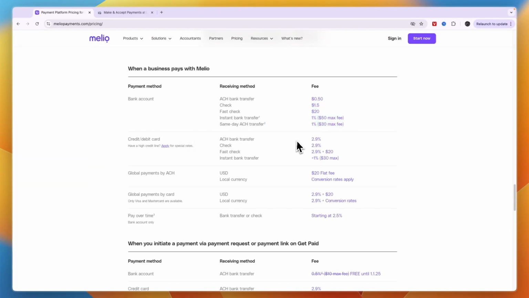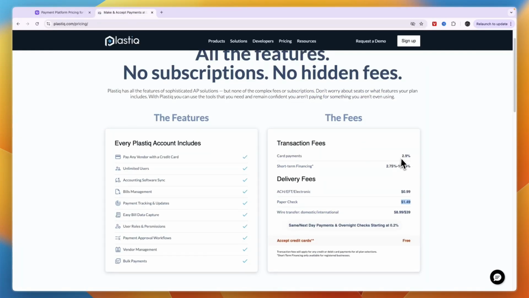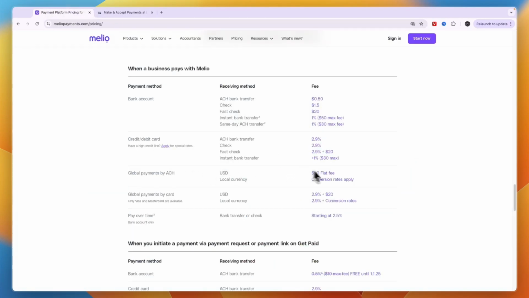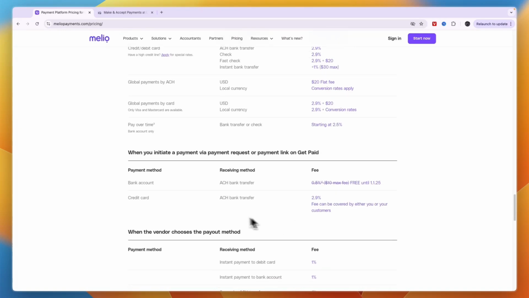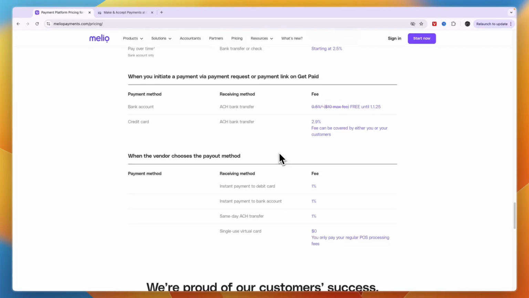Then credit and debit cards have the same fees, so 2.9%, which we can also see on card payments on Plastiq. And then global payments, $20 flat fee for USD. And then local currency conversion rates apply. And then for receiving money, you can see ACH bank transfers usually is 0.5%, maximum of $10 per transaction, but it's free until the 1st of January 2025. And then for credit cards, it's 2.9%. And you have a few more right here.